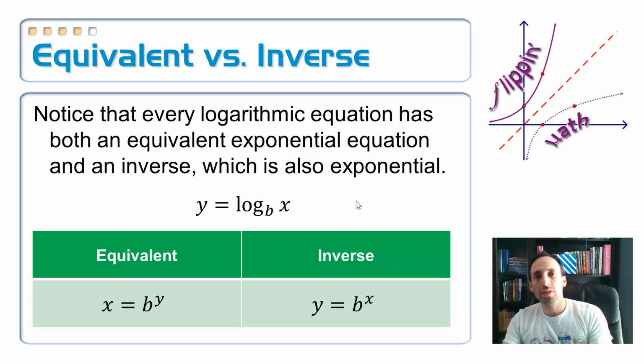Over there on the left-hand side, the base is b. So the base is b, the exponent should be y, and the answer should be x. And that's exactly what it says. So x is equal to b to the y power.